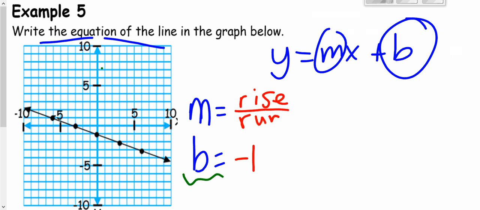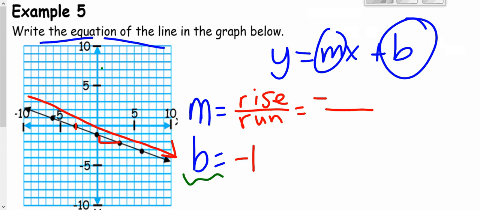Now let's talk about our rise. Is this actually rising or are we falling if we're going to look between 2 points? Is this line increasing or decreasing? It's decreasing. So that means it's going to be a negative. Okay, then you can pick any 2 points.